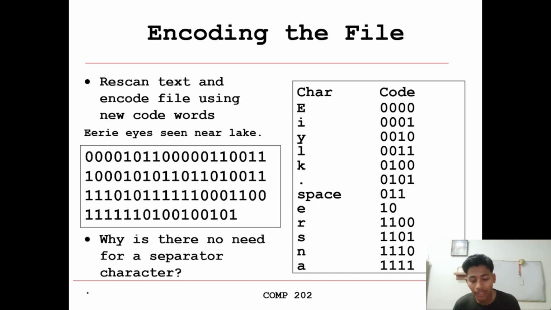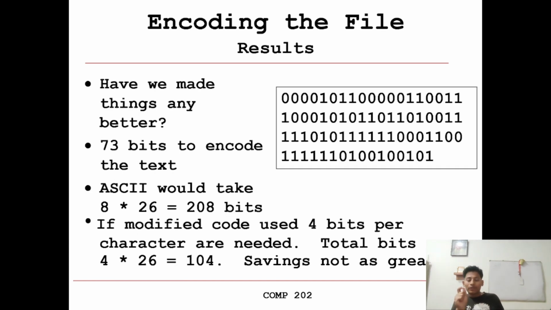And if we had acted smarter, since there are a total of 13 characters which are repeated 26 times, and we had assigned a 4-bit value to every character, then what we would have got is 26 into 4, that is equal to 104 bits. So we would have gotten 104 bits of information, but still Huffman encoding is good because it takes only 73 bits.